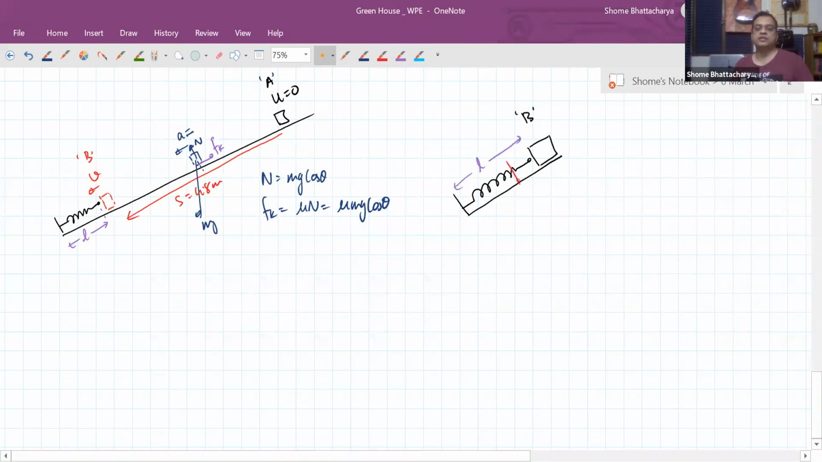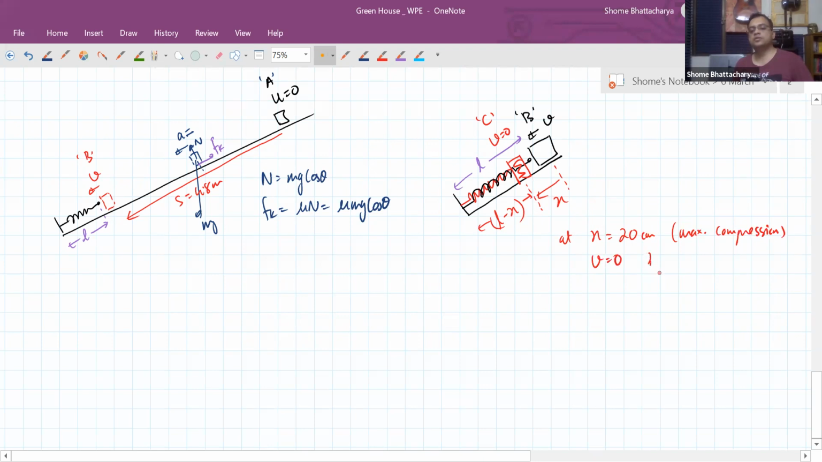Next, the block goes and pushes against the spring and compresses it. When the block comes to rest, let's say the state of the system is C. This is at x equal to 20 centimeters, that is, maximum compression. V is equal to 0, the block stops momentarily. Then of course the spring will push it back. At the position C, the block is at rest, but the spring is pushing it, so it's going to have an acceleration upwards. That's why it's going to recoil.